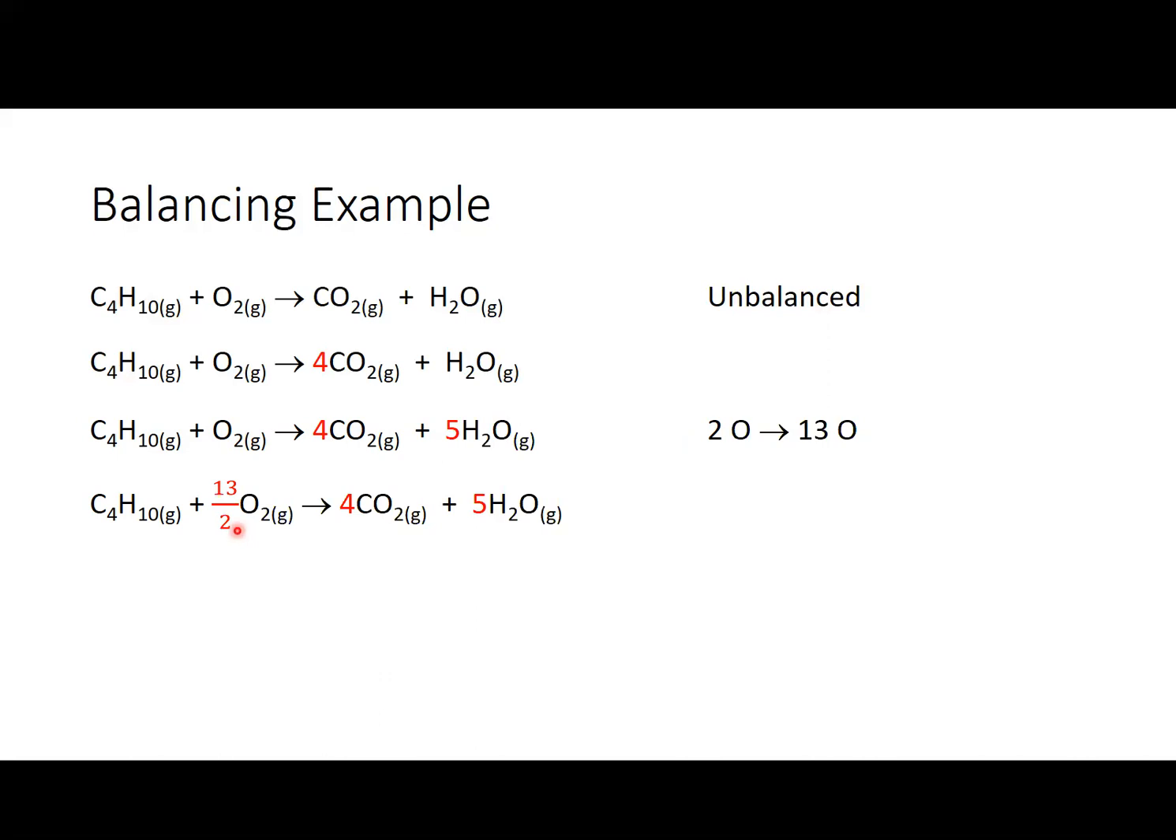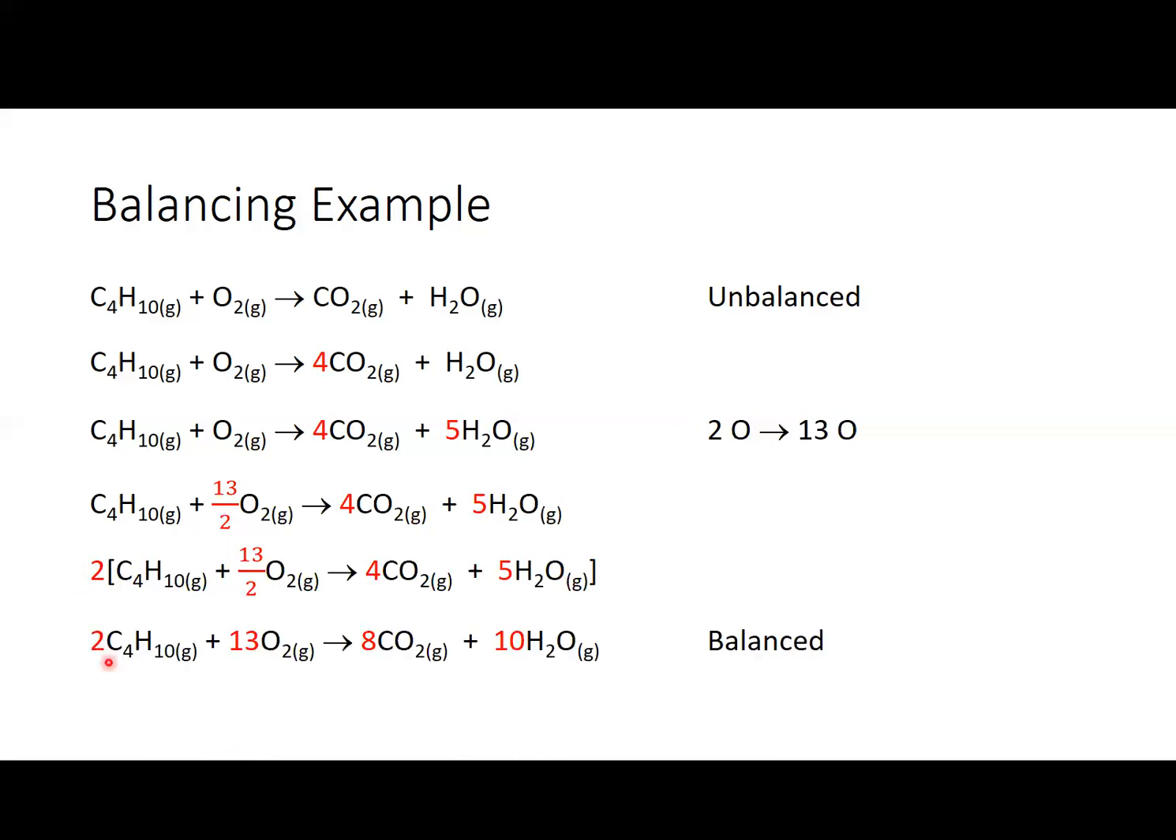And the only way for me to do that is to go through and multiply everything by 2. So if I kind of bracket this and put a 2 in front, then when I go through and multiply everything by 2, that will get rid of this half. So 2 butanes, 13 O2s, 8 CO2s and 10 H2Os, that is my balanced chemical reaction. Okay? You guys should expect to be able to balance chemical reactions.